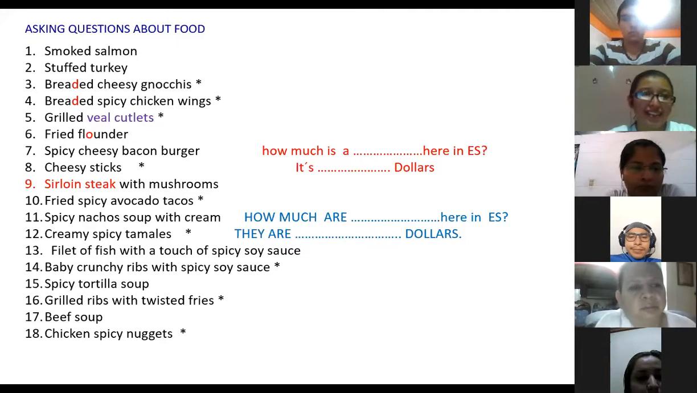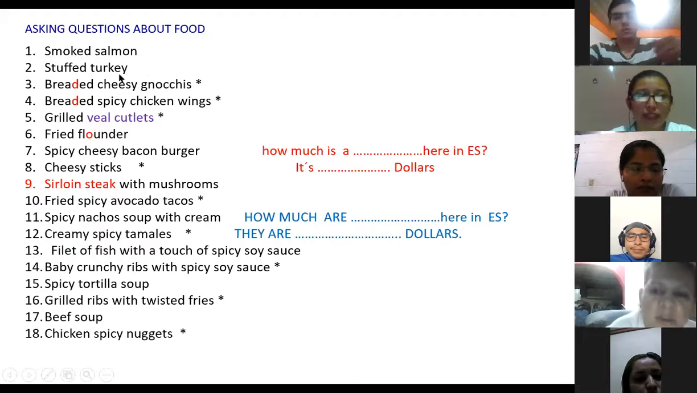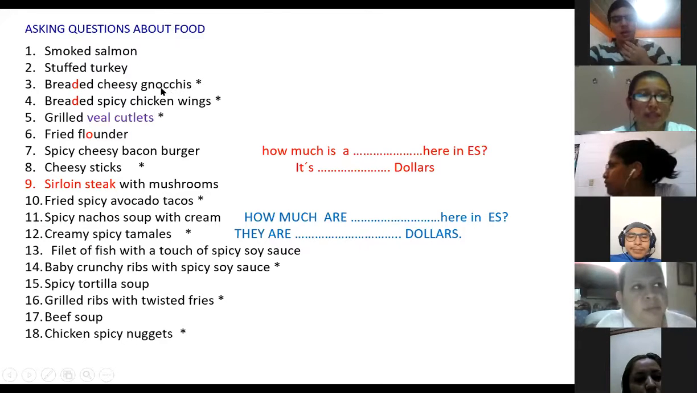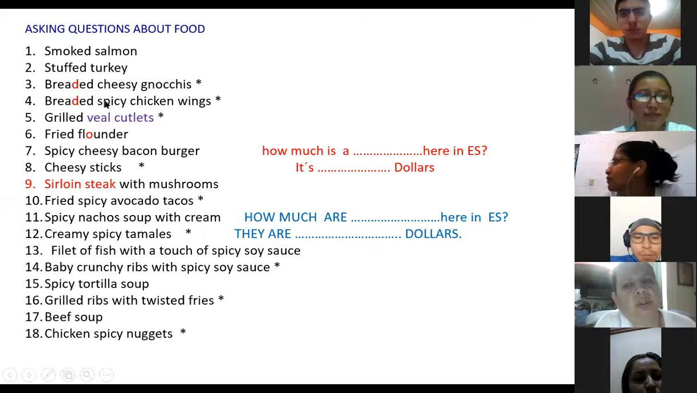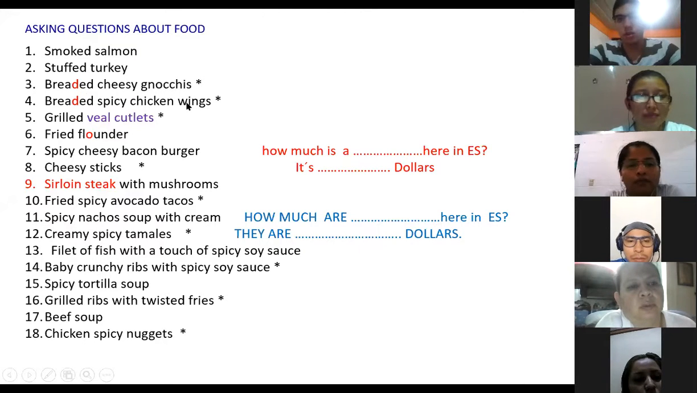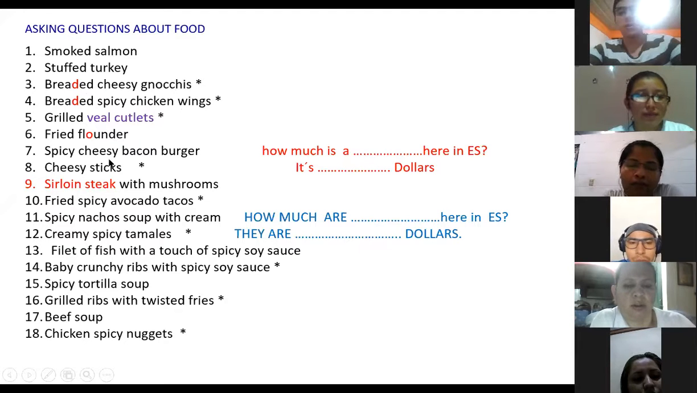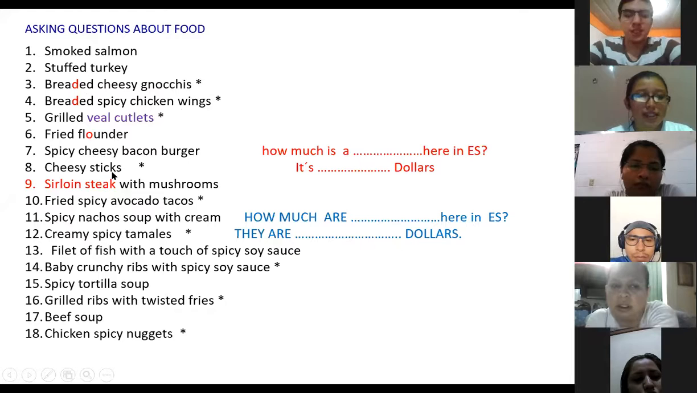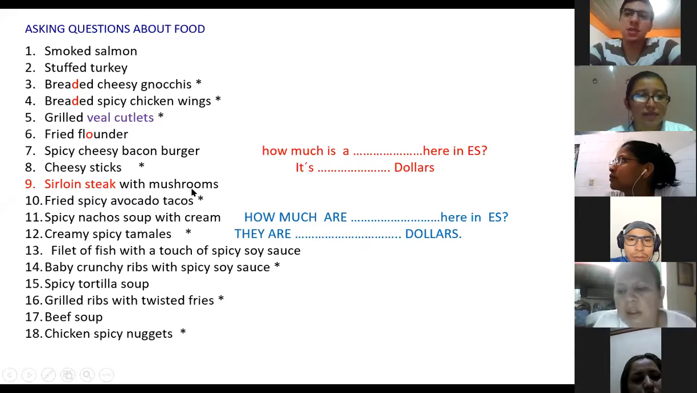Smoked salmon. Stuffed turkey. Breaded cheesy gnocchis. Breaded spicy chicken wings. Grilled veal cutlets. Fried flounder. Spicy cheesy bacon burger. Cheesy sticks. Sirloin steak with mushrooms.